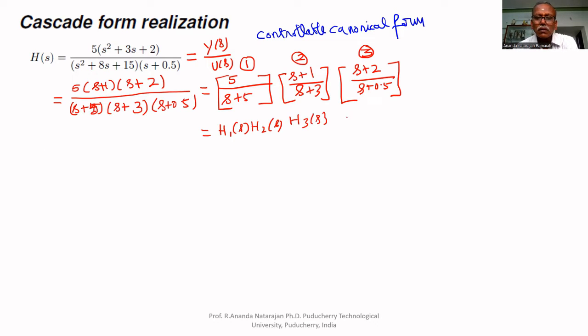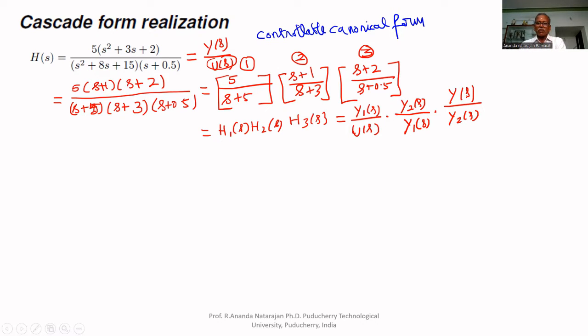Let H1 of S be Y1 of S upon U of S. The input is U and the output is Y1. So this Y1 will be input to the next block. That's why Y1 of S, its output is Y2 of S. Next block, Y2 is the input and output is Y of S. So if you cancel Y1 and Y2, you'll get Y of S upon U of S. Now consider the first, Y1 of S upon U of S.